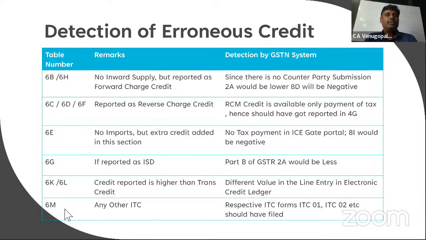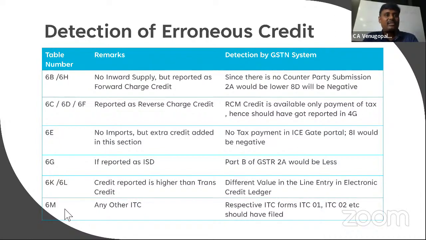In case of imports, imports are reported in 6E. And friends, as you are aware, today the imported values are reported in 2A. Even though that was introduced very recently, this data is now available starting from financial year 2017, July 2017 onwards. So one has to make sure that the data is matching with the ICEGATE. So ICEGATE would be showing this value.